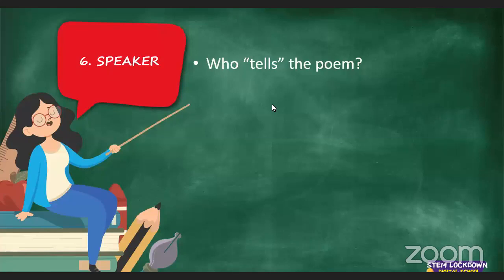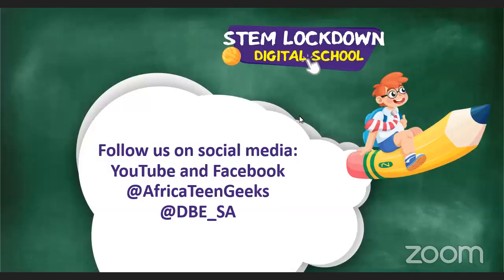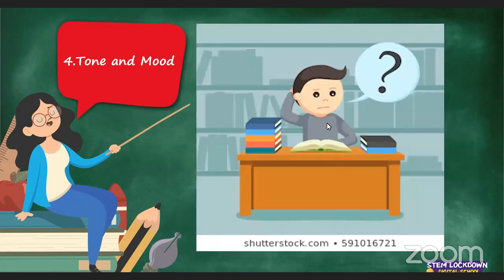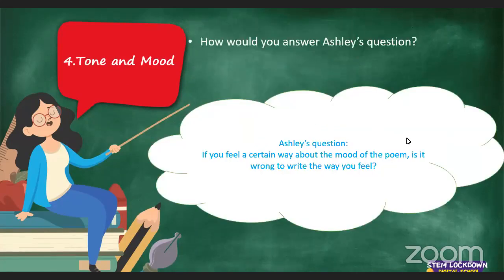Right, so I just want us to go back to the question that Ashley asked, okay? And hopefully she can answer it herself now. The question was, if you feel a certain way about the mood of the poem, is it wrong to write the way you feel? Okay. So I want you guys to answer the question in our chat box and say your reason why. If you're saying it's wrong to write the way you feel, you will say yes, it is wrong, and then you will state why. Okay.